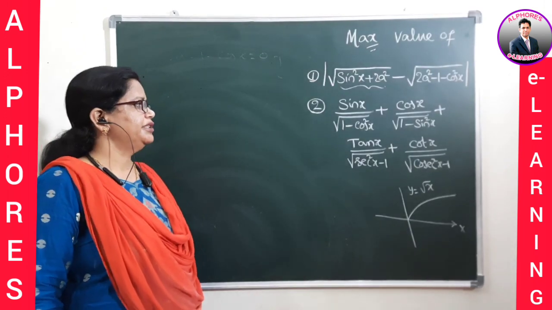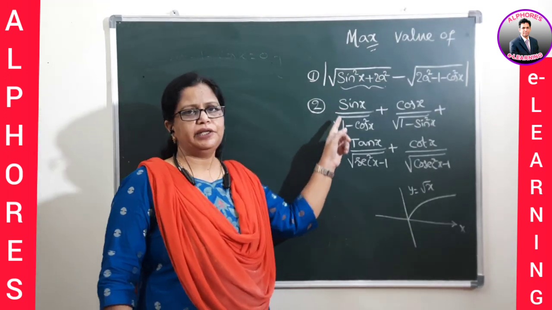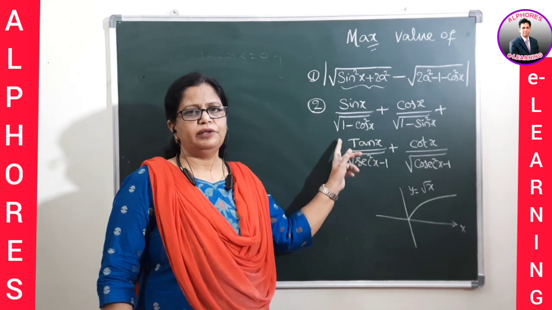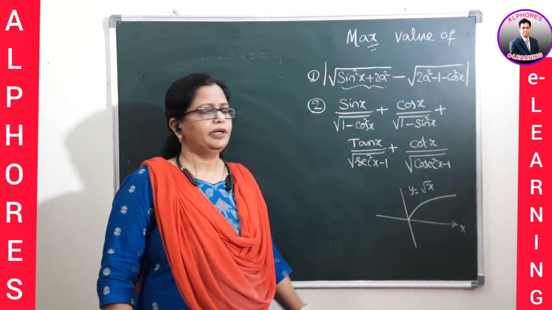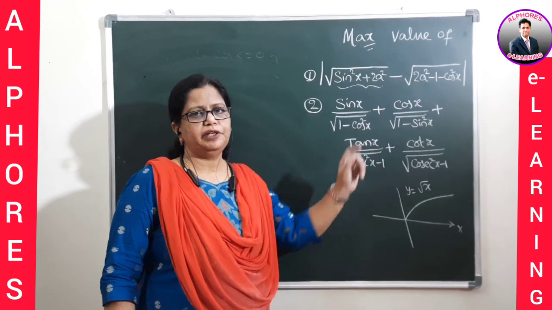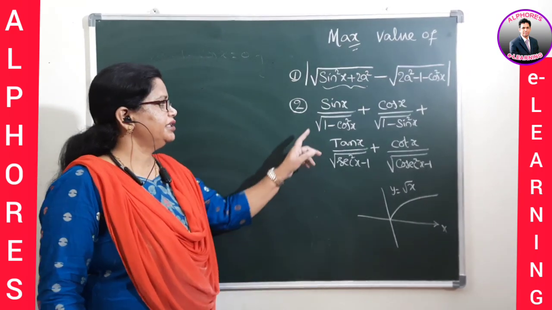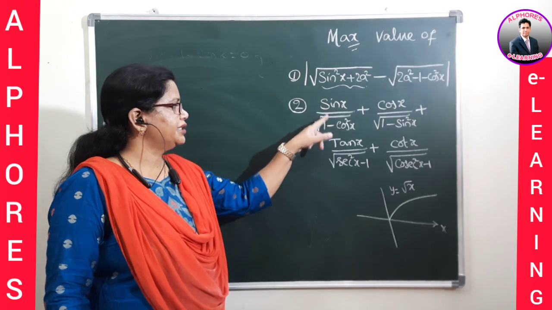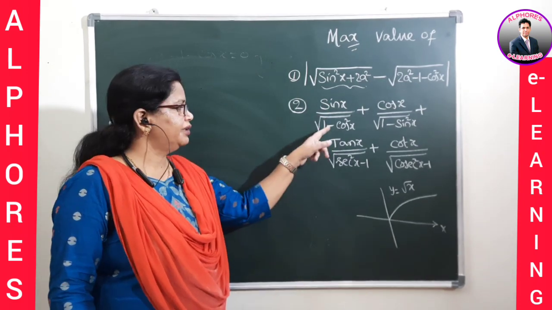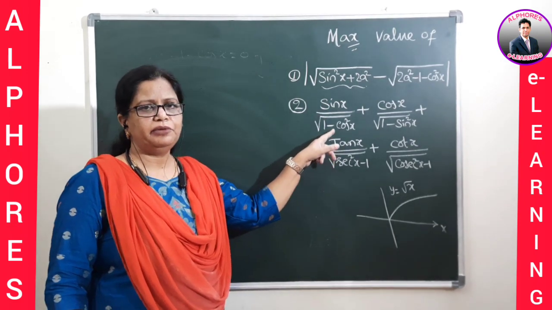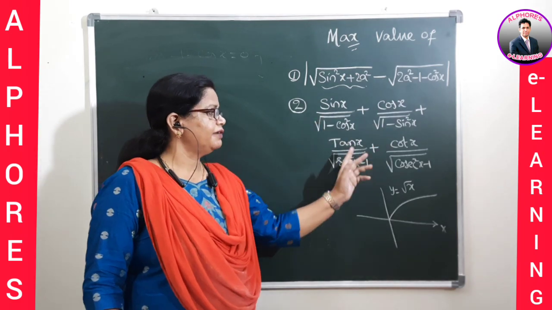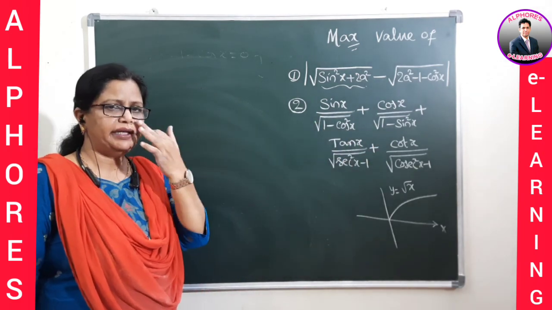Now students, observe here. This is the problem: sin x divided by root of 1 minus cos square x, and next plus cos x divided by root of 1 minus sin square, etc. By observing this problem, you may think that it is sin x divided by sin x. So what is there to solve in the problem? Here we'll get 1 plus, etc. It is 4 only.